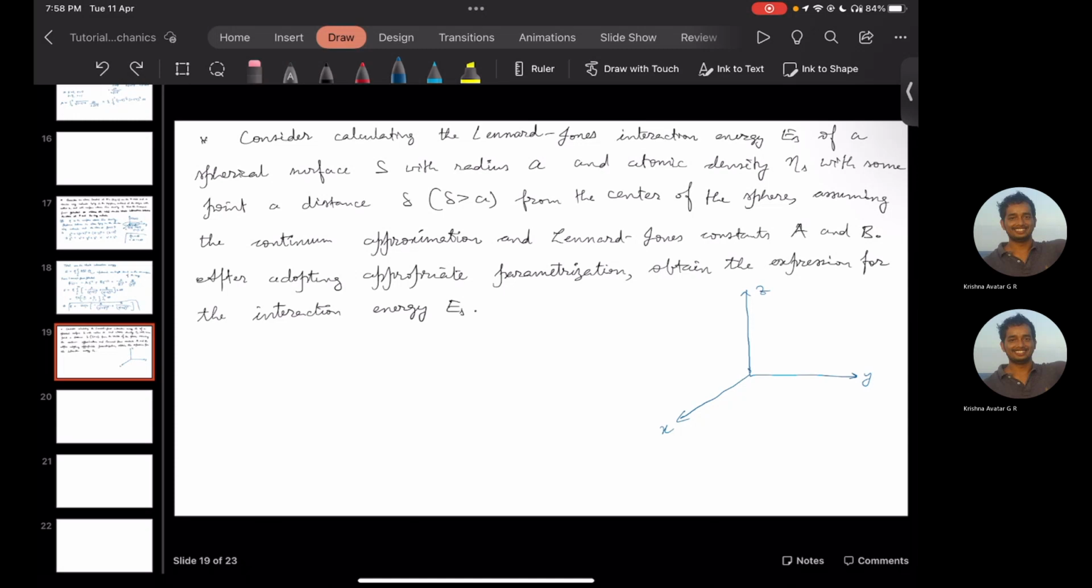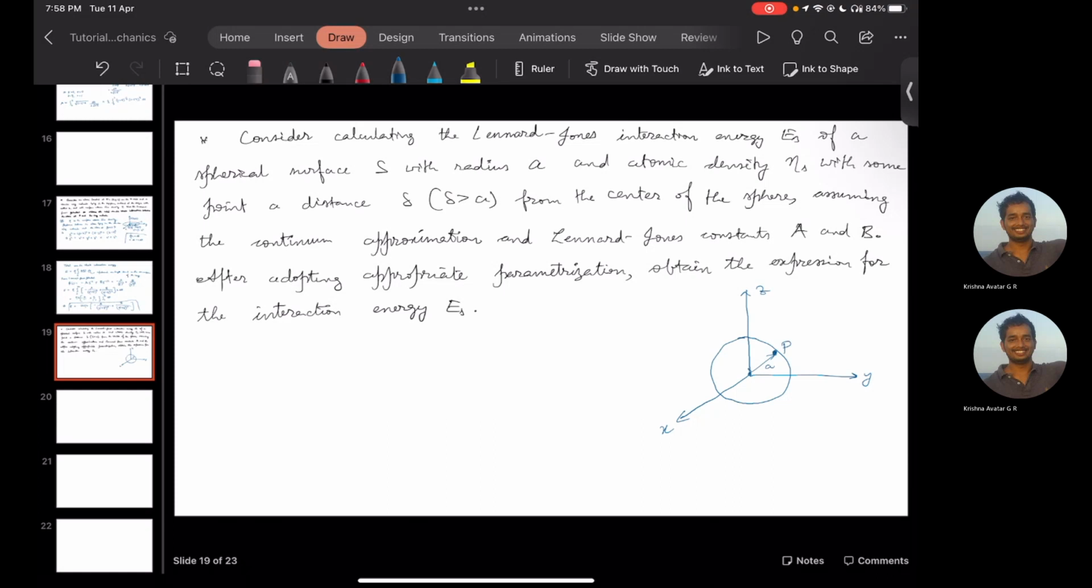I don't think whether there is really a sphere. Now let me draw a better one. Okay, so this is a sphere with the center at origin, and this is of radius a.